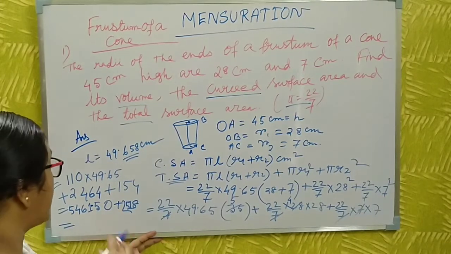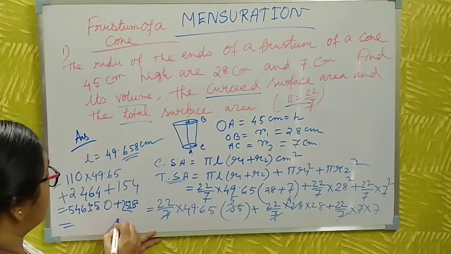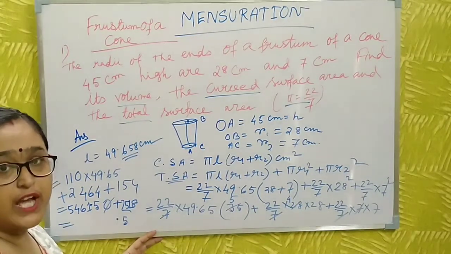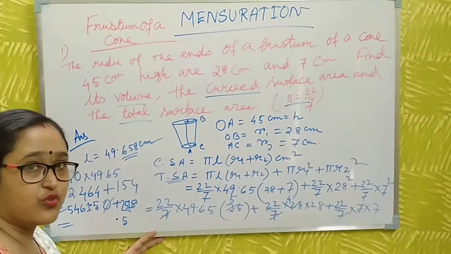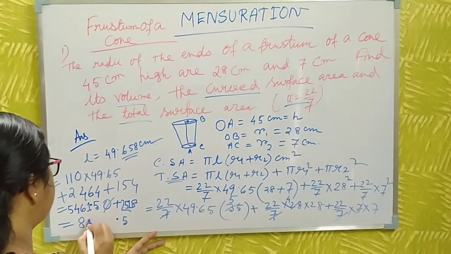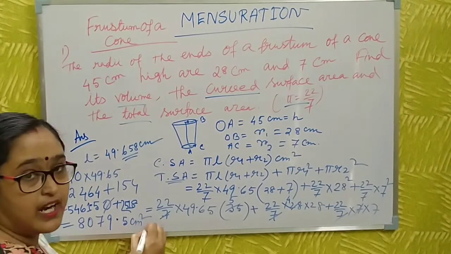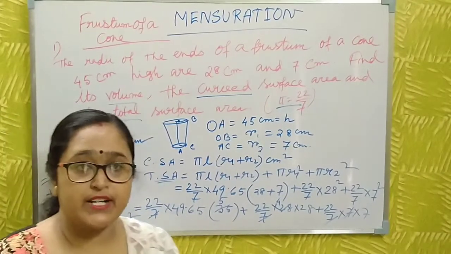I just do it in the rough also. That's why this is also 5. 0 is nothing but 0. Okay, now you just do the calculation and the addition also. This one is 8079.5 centimeter square also. That's all.